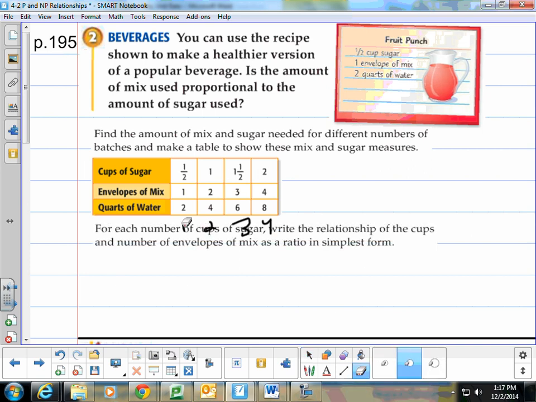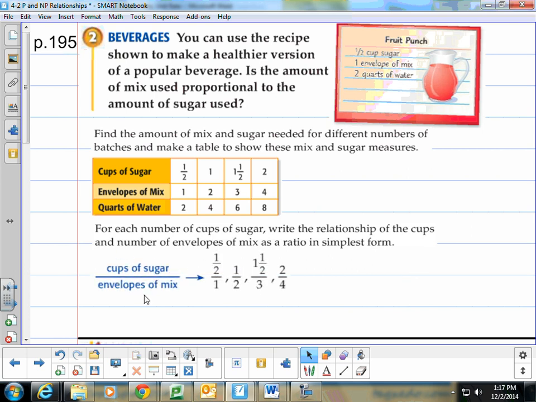Furthermore, we're going to find the number of cups of sugar and write a relationship. So this is where we're really writing that ratio. We're writing that ratio comparing the 2 things that we're trying to find out. Because remember, a ratio is a comparison of 2 quantities. So we're comparing mix and sugar. So I compare my sugar to my mix, and I say, well, 1/2 cup of sugar goes with 1 envelope of mix. 1 cup of sugar goes with 2 envelopes of mix. 1.5 cups of sugar for 3 mixes, and 2 cups of sugar for 4 mixes.